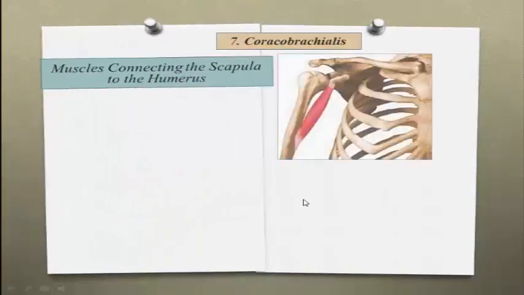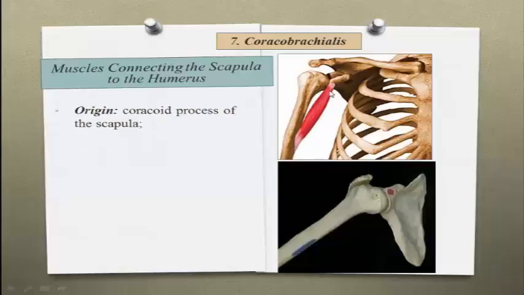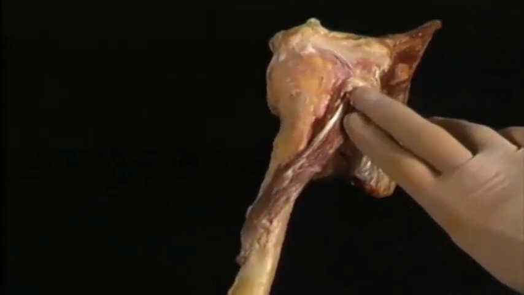And one more muscle which connects the scapula to the humerus is the coracobrachialis muscle. This is a muscle of the anterior compartment of the arm, but it arises on the tip of the coracoid process and inserts to the medial surface of the humerus, the middle third of the medial surface. Here it is, this point. This muscle is innervated by the musculocutaneous nerve. Usually we look at this muscle when we talk about the muscles of the anterior compartment. It participates in the flexion of the arm.